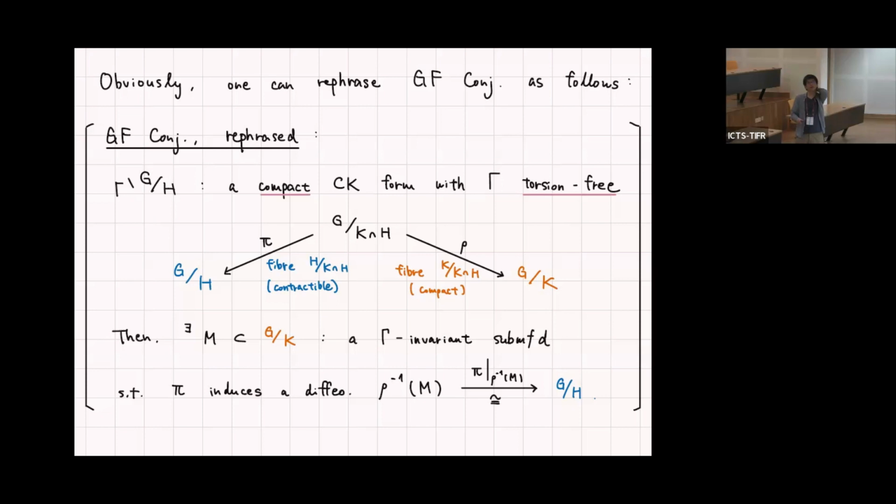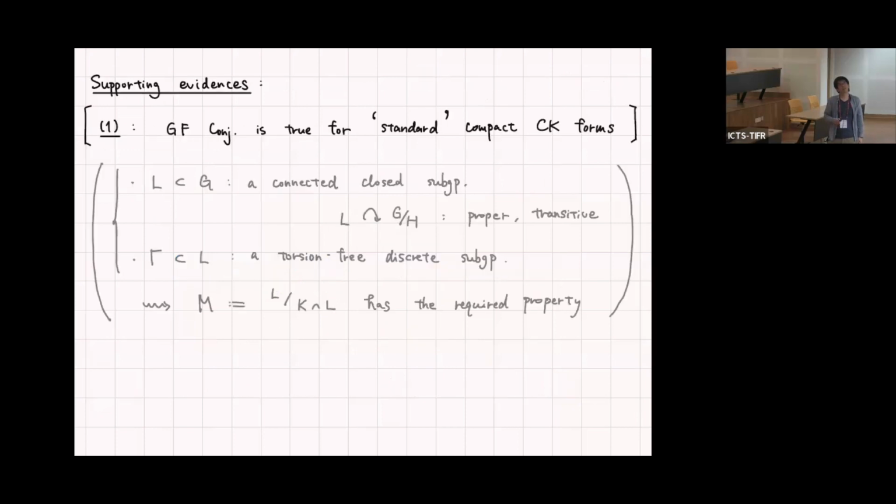And you can rephrase the geometric fibration conjecture in this way. You can find the Γ-invariant submanifold of G mod K, which induces a diffeomorphism from the inverse image of this one to G mod H. So I just removed the Γ here, and instead I added the word Γ-invariant here. Obviously, they are equivalent.